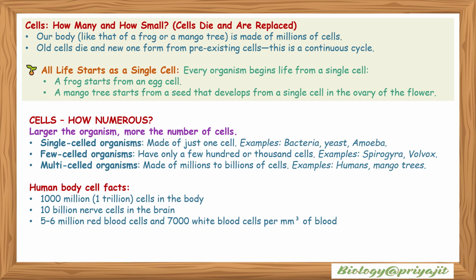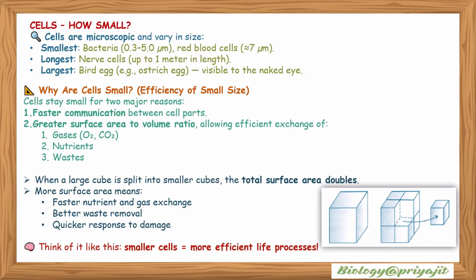Human body cell facts: 1,000 million or 1 trillion cells in the body, 10 billion nerve cells in the brain, 5 to 6 million red blood cells, and 7,000 white blood cells per cubic millimeter of blood.